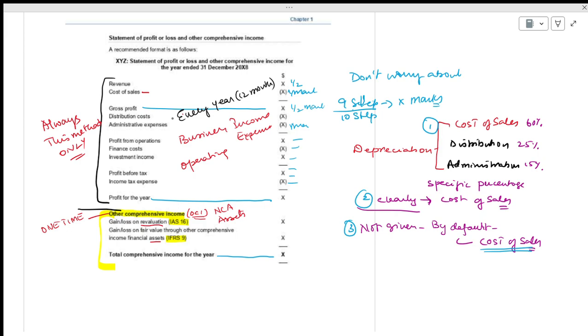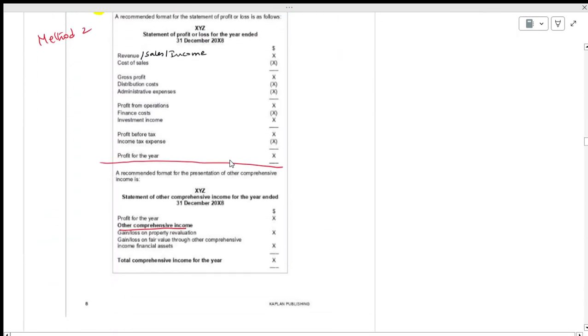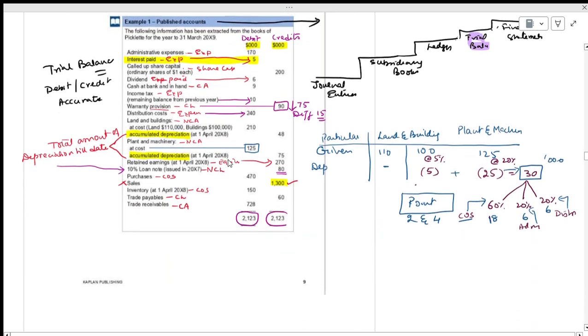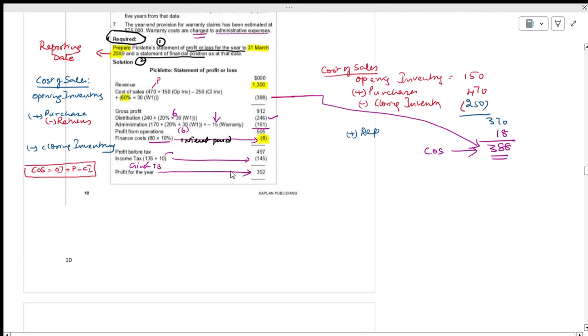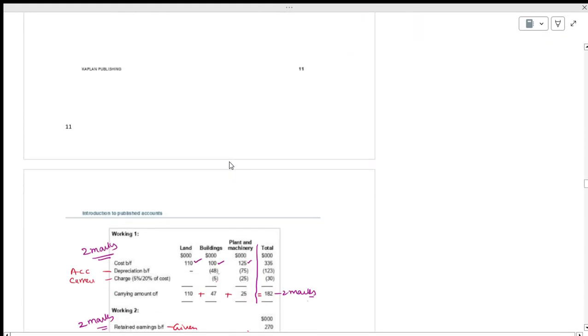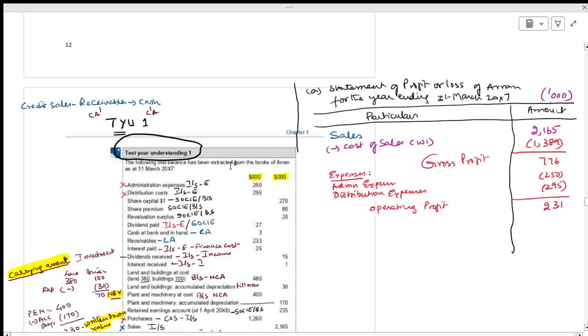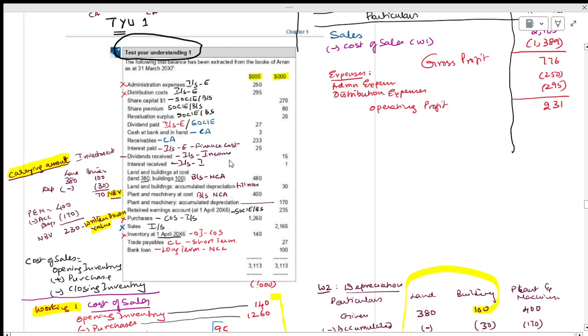Is it possible? No. That is the reason we are going to show the land value separately, as other comprehensive income. Is it okay? Yes. Fine. See, if you clarify these small points now, once you go to the advanced level, you will find it very easy.